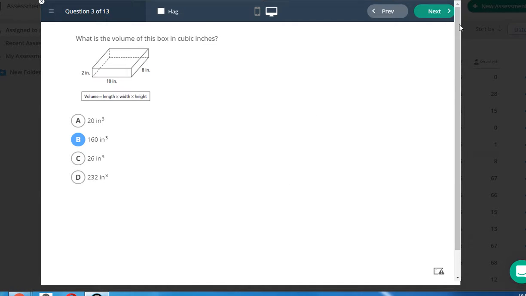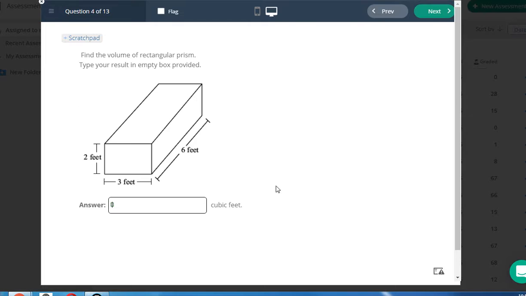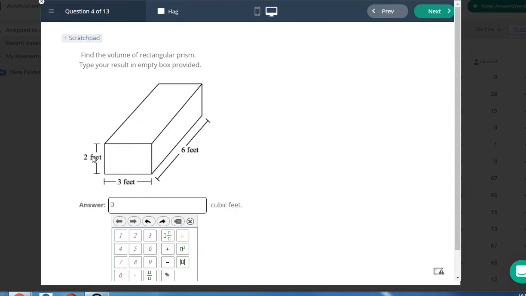Let's go on to the next question. This should be fairly quick. We're starting to realize that you need to take the length times the width times the height. Okay, so 2 times 3, 6. 6 times 6 is 36. Okay, so again, 2 times 3 times 6, 6 times 6, 36. All right, moving right along.